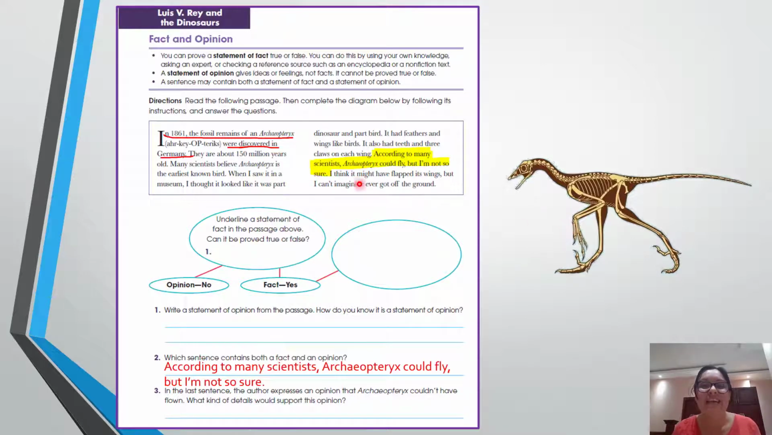Why do you think he said that? What details in the passage can you find that can support his opinion? Because it's an opinion. It says, I think. Okay? What details can you find in this that support the idea or the opinion that these animals couldn't fly? Looking here, I thought it looked like it was part dinosaur and part bird.